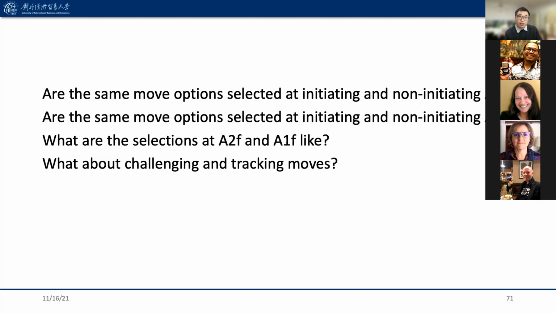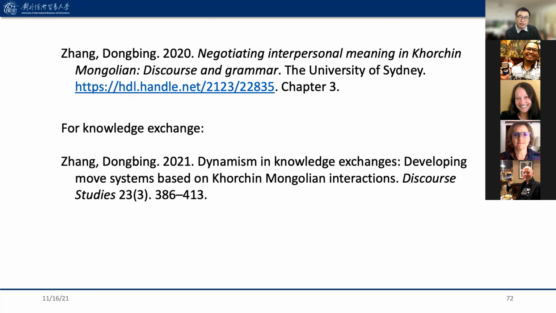So one might wonder, are the same move options selected at initiating and non-initiating A1? If the exchange starts with an A1, would that be different? Are the same options selected at initiating and non-initiating A2? Right. So we just looked at non-initiating A2. What about an exchange that starts with A2? And you might also be wondering, what about the A2F and A1F, and what about challenging and tracking? And of course, I wouldn't have time to talk about all these. I did explore this in my PhD and, in relation to knowledge exchange, also in a journal article.